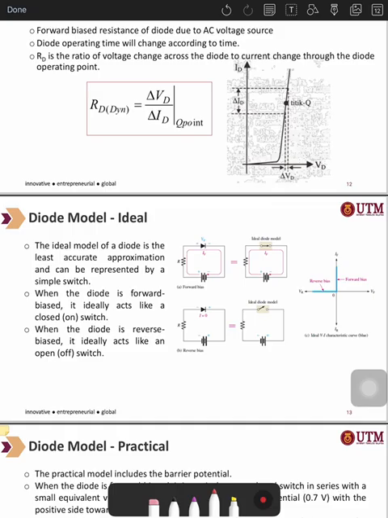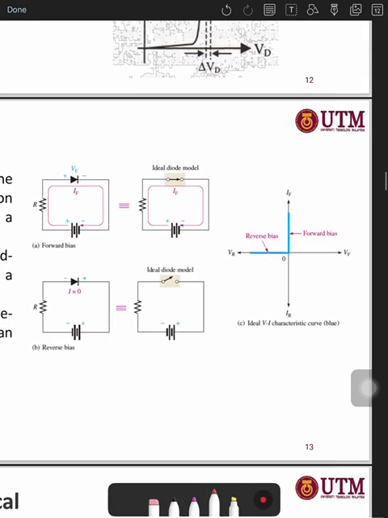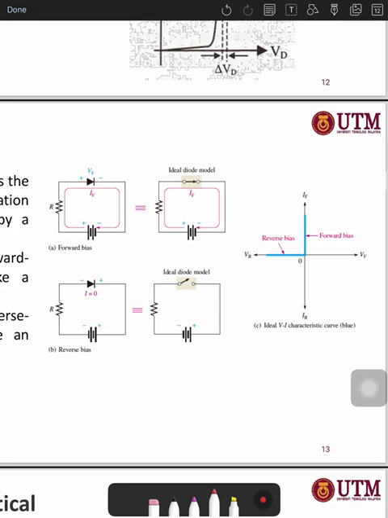Now, let's take a look at how we are going to apply the mathematical approach for this diode circuit analysis. Before that, you have to keep in mind that, as I mentioned just now, there are two types of model. The first one is the diode model, which is very ideal, where there is no resistance at all. And the second one is the practical diode. For the ideal diode, you can see the blue curve, which is the relationship between the current and the voltage. Very 90-degree curve.